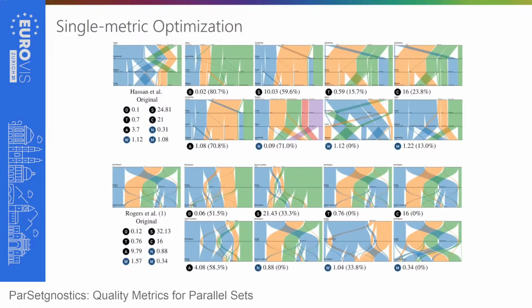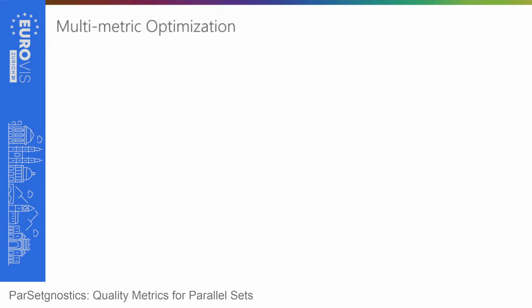In comparison, the overlap metric itself yields a 51% improvement. This shows that our metrics can improve parallel sets visualizations by optimizing just one individual metric. To evaluate the effectiveness of our metrics in a multi-step optimization, we performed a multi-metric optimization.